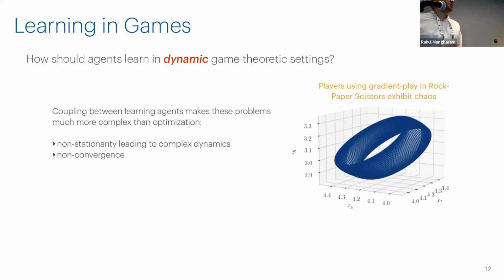On the left there, I've shown a picture of what happens when players use policy gradient algorithms to play rock, paper, scissors. They actually end up evolving for all time on the surface of this torus in their joint strategy space. They never converge. On average, they end up doing the right thing, but it's not very robust.